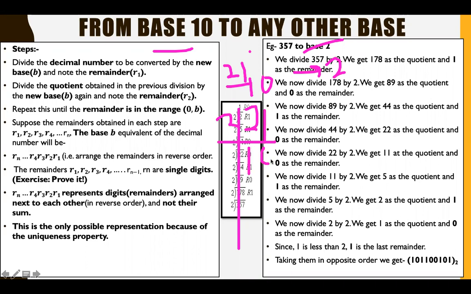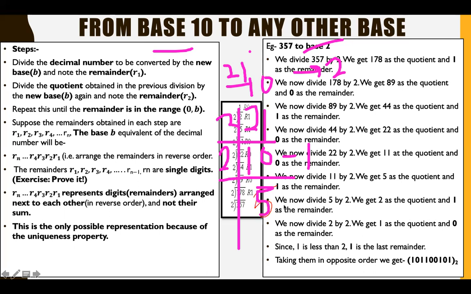Just a second. 2 into 10, 20, and the remainder here is 1. Similarly, 2, just a second. Just a second, my annotation is stopping.